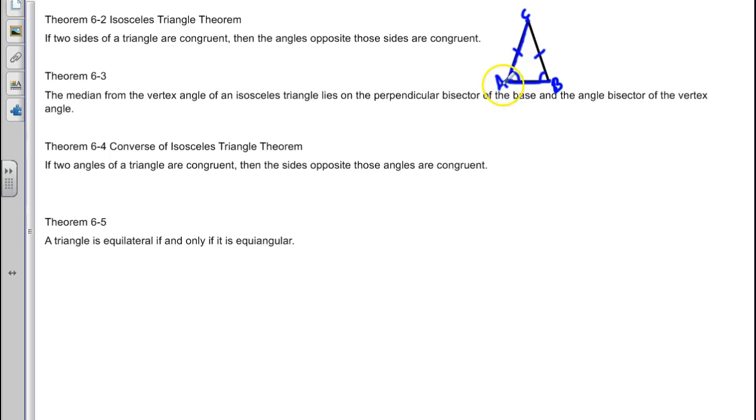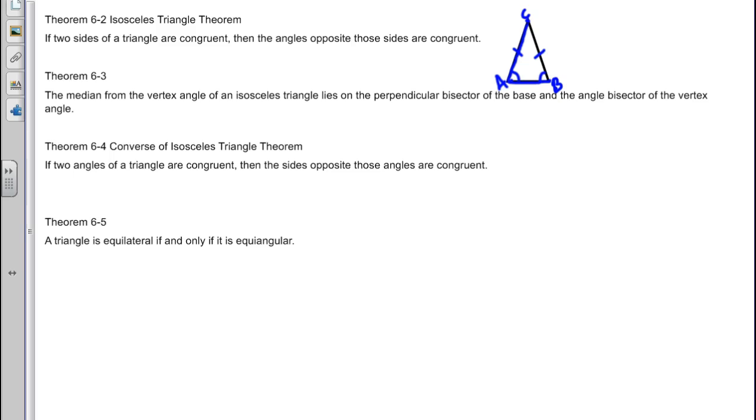So if I'm looking at side AC and it's congruent to CB, then angle B, which is opposite AC, is congruent to angle A, which is opposite CB. All right, theorem 6.3, the median from the vertex angle of an isosceles triangle lies on the perpendicular bisector of the base and the angle bisector of the vertex angle.